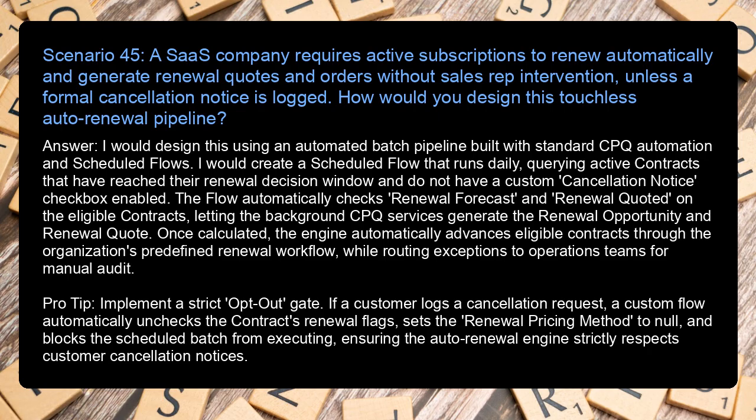If a customer logs a cancellation request, a custom flow automatically unchecks the contract's renewal flags, sets the renewal pricing method to null, and blocks the scheduled batch from executing, ensuring the auto-renewal engine strictly respects customer cancellation notices.